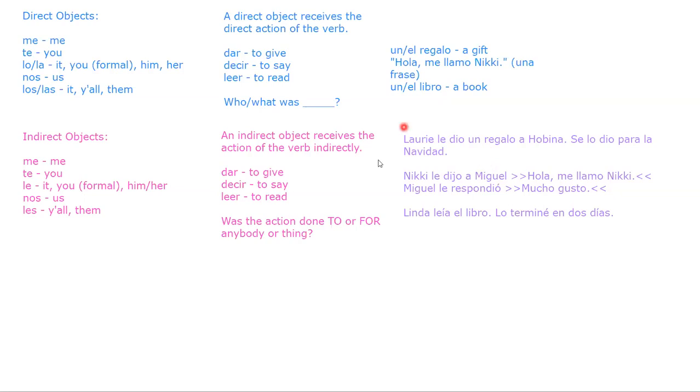Awesome. Very nice, Lori. All right, second example. Nikki le dijo a Miguel, hola, me llamo Nikki. Miguel le respondió, mucho gusto. If you can translate these before I do, by the way, go for it. All right, Nikki said to Miguel, hi, my name is Nikki. Miguel responded, nice to meet you. Third example. Linda leía el libro. Lo terminé en 2 días. There's a lot of alliteration going on here. Linda read the book. She finished it in 2 days. Must have been a good book.